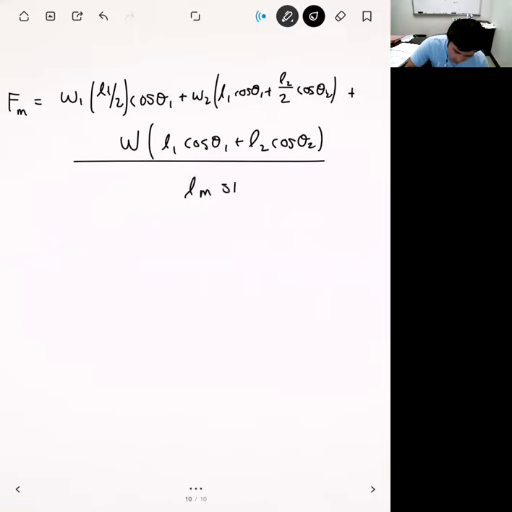Lm sine theta m. And so we plug in all the numbers for this and we get Fm is equal to 3,173.48 newtons.